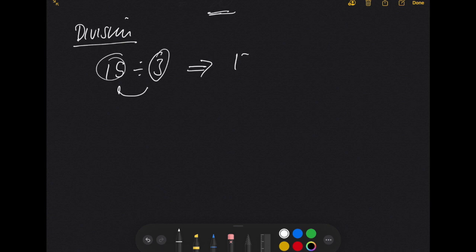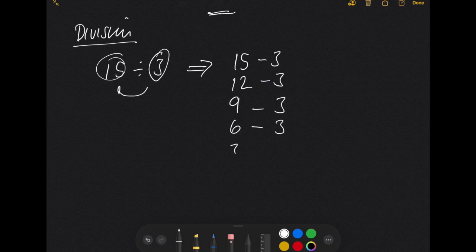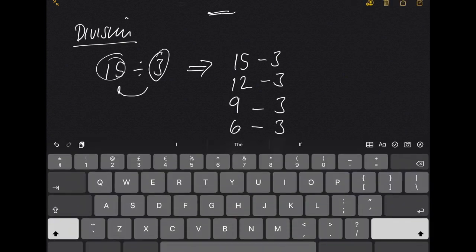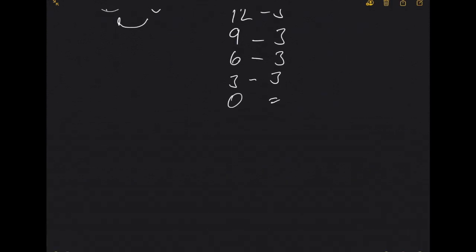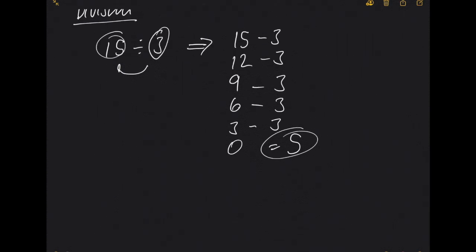So we could say, well, 15 take 3 equals 12. Then we can minus another 3, and we say, well, okay, that equals 9. Minus another 3, and we get 6. And we can minus another 3, that equals 3. Minus another 3, and we get 0. So we can say 1, 2, 3, 4, 5, and 15 divided by 3 equals 5. Okay, so that's quite simple.